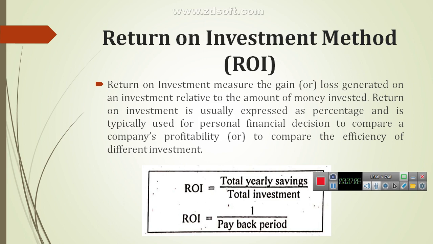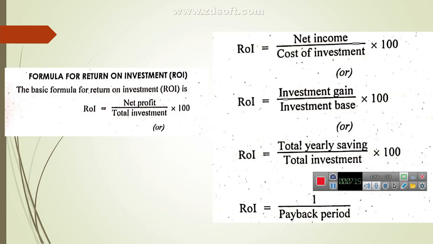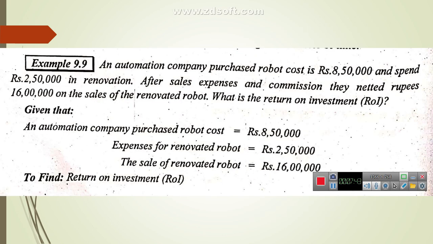So, the total yearly savings by total investment. ROI is equal to 1 by payback period. The formulas of the return on investment method: we can use net profit by total investment into 100. Another formula of ROI: net income divided by cost of investment into 100, or investment gain by investment base into 100, total yearly savings by total investment into 100, or ROI is 1 by payback period method. So this is the formula of the return on investment method.